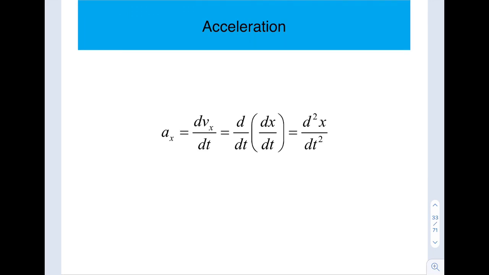Now we're going to proceed to acceleration. Acceleration is defined as the rate of change of velocity. So in terms of calculus, it is proper to write dv over dt. Okay, so the vx is equivalent to dx over dt, not to forget about that. So acceleration also can be written in terms of x, where we call it the second derivative of the particle's position with respect to time.